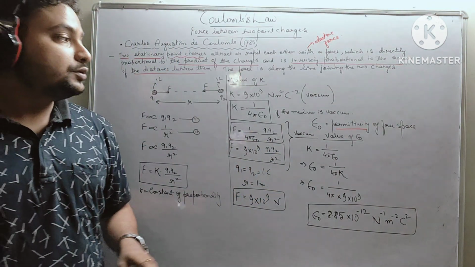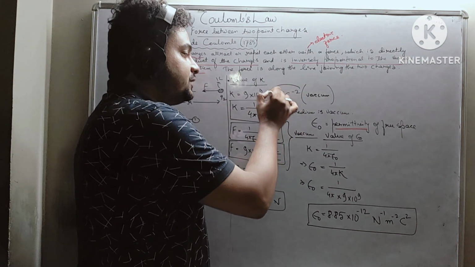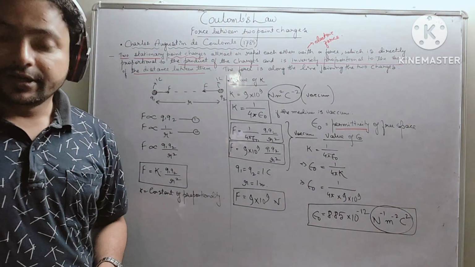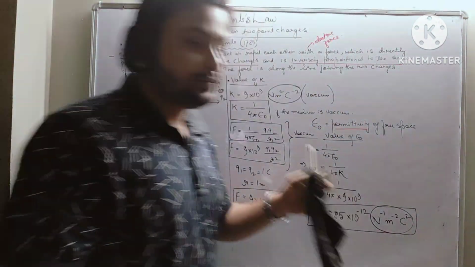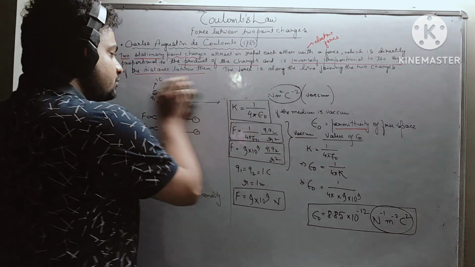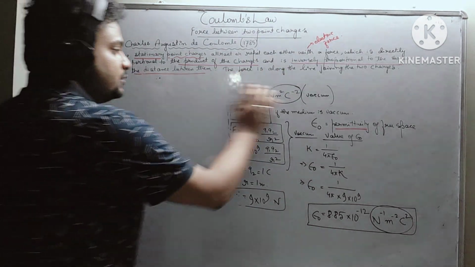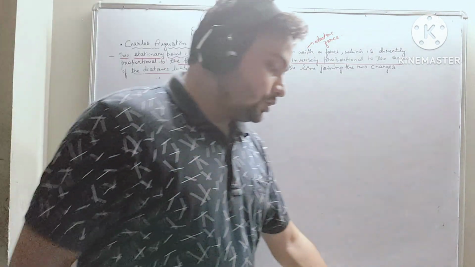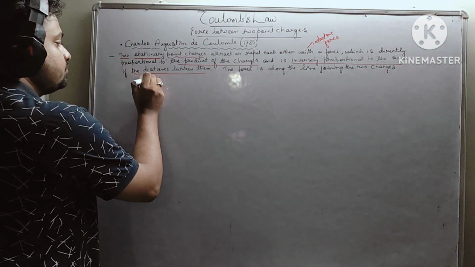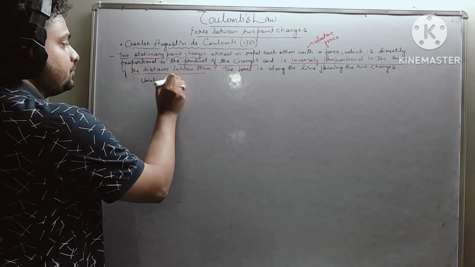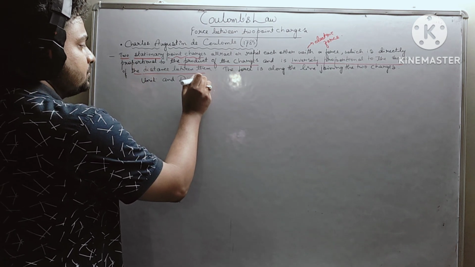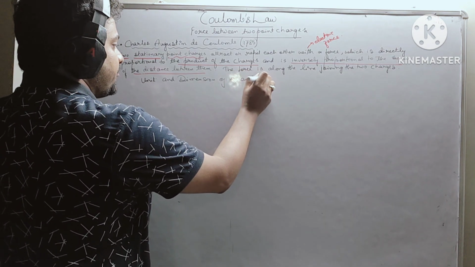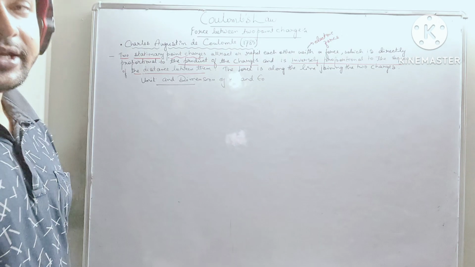I told you I would explain how I got these units. Now I am going to tell you how we derive the units of K and epsilon naught. If we know the unit, we can also know the dimensions. So, the unit and dimension of K and epsilon naught.